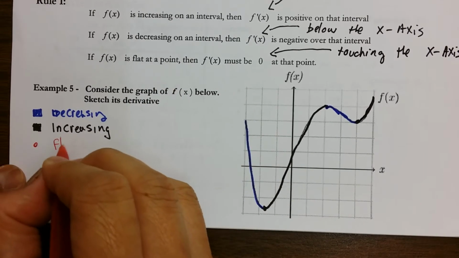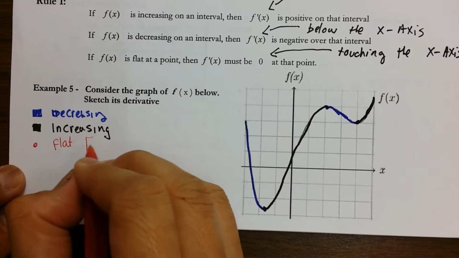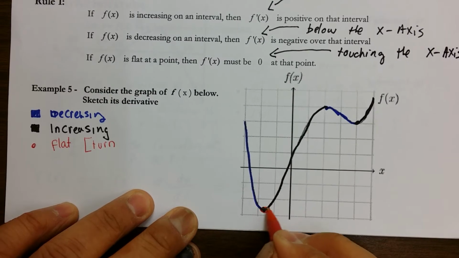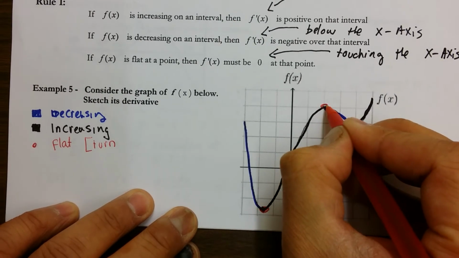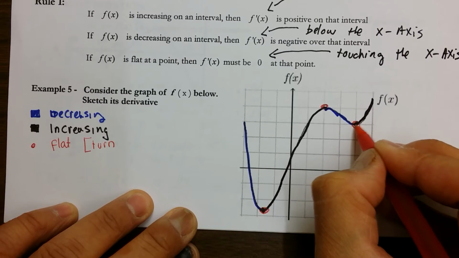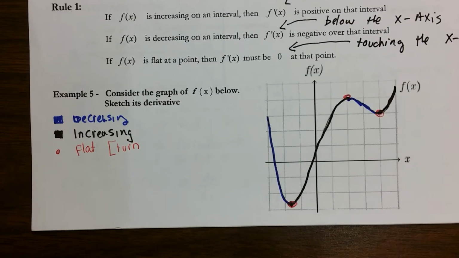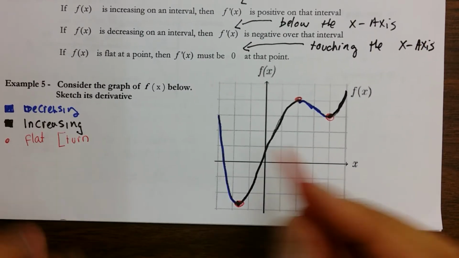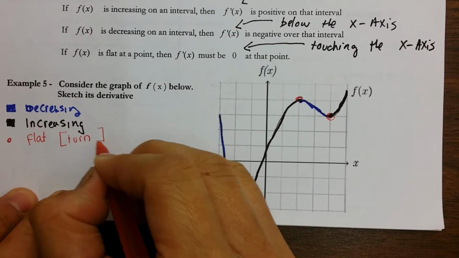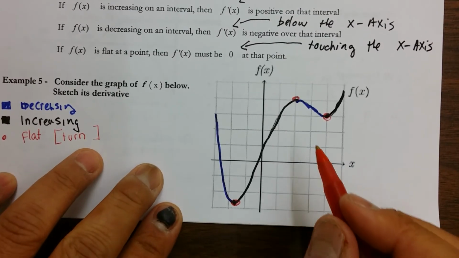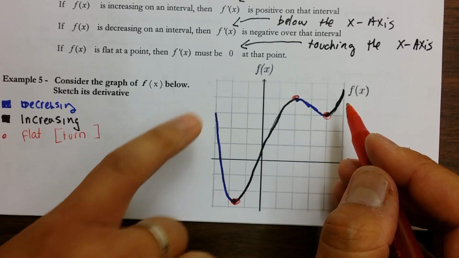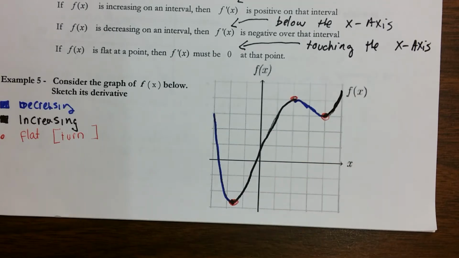Flat, or another way to say flat, is when the graph turns, right? So the graph is going to turn right here, and right there, and right there, okay? So we start off with where the graph turns. The graph turns at these 3 points. So guess what? The derivative must be 0, and that means that the derivative will be touching the x-axis.